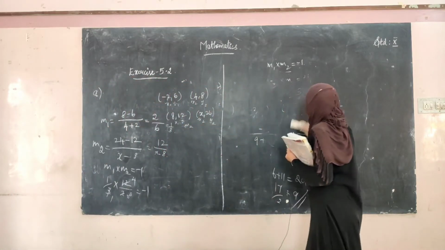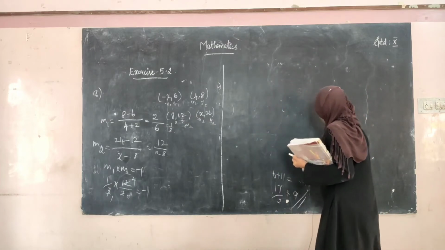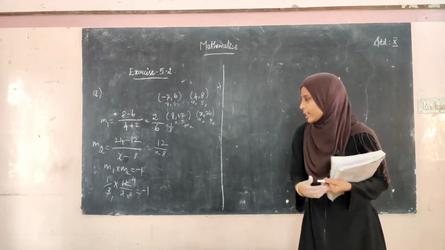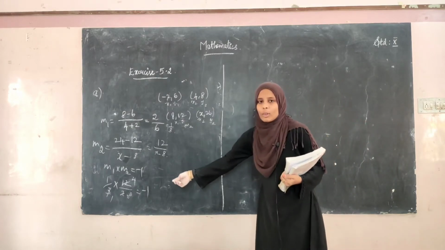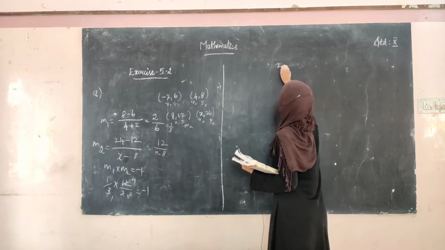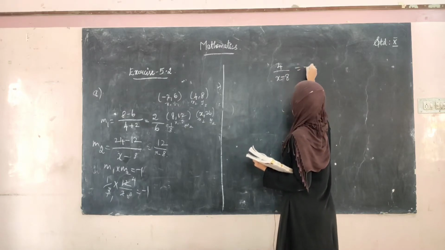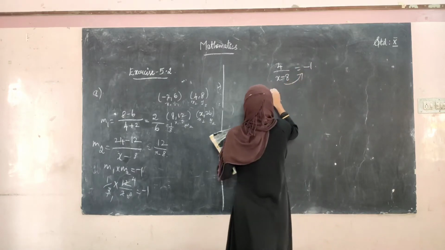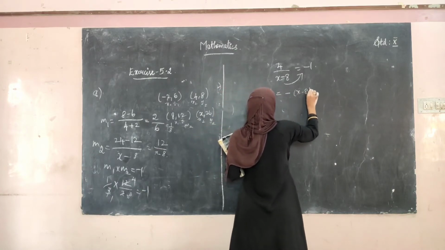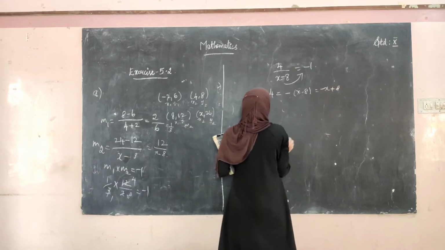Now we are going to solve that. Okay, what do we have remaining in the left hand side? We are having only 4 divided by x minus 8, right? It is 4 divided by x minus 8 equal to minus 1. So bring this down this side. 4 is equal to minus of (x minus 8), which is equal to minus x plus 8.